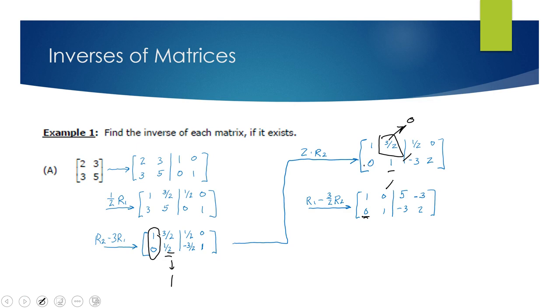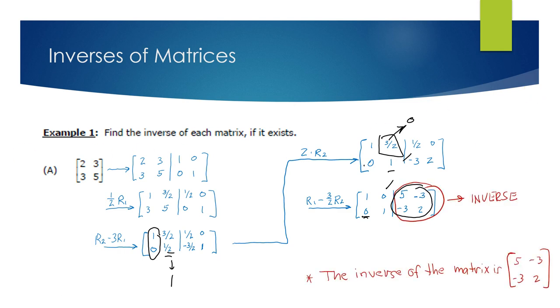1 half minus 3 halves times negative 3 does give me 5. And 0 minus 3 halves times 2 gives me a negative 3. So this is what I end up with on the right when I carry through the row operations for this special augmented matrix, which means that is the inverse matrix of 5, negative 3, negative 3, 2, reading down the columns.